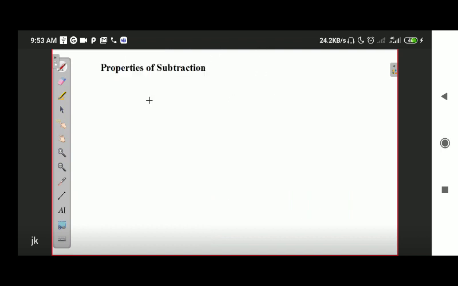I have not taken examples here because I'm taking the questions from the book Math Bliss. I am going to discuss the questions from the exercise. First of all, let's revise a bit of the theory.